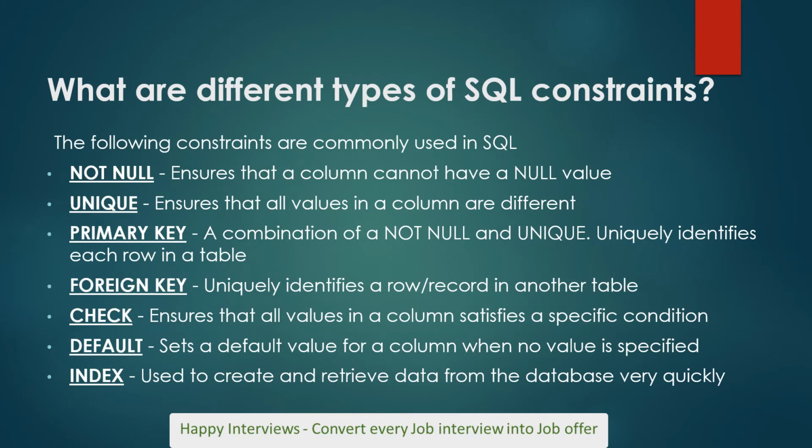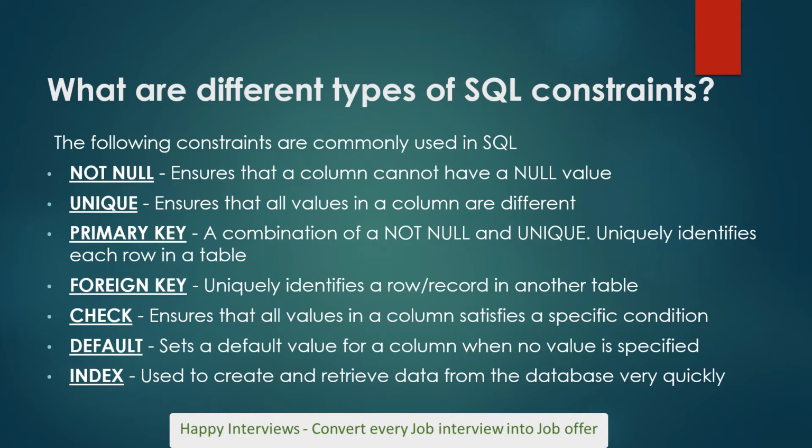Next question is, what are different types of SQL constraints? The following constraints are commonly used in SQL: not null, unique, primary key, foreign key, check, default, and index. Let's go one by one. Not null, as the name suggests, ensures that a column cannot have a null value. Unique constraint ensures that the values in a column are different and unique.